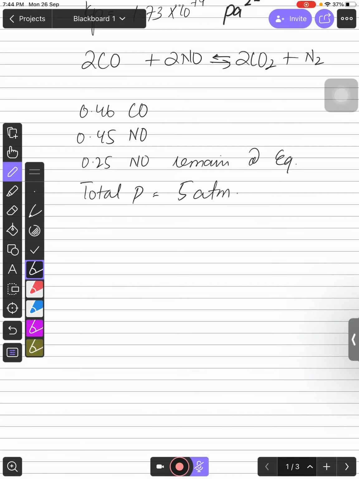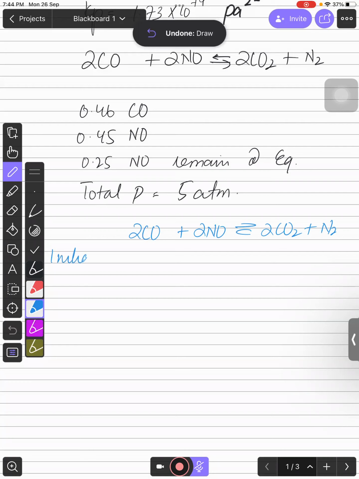Now they're asking what is the value of Kp. Now that's not a big deal for us. We can write the equation over here, right? This is the equation, carbon dioxide and nitrogen gas. Initial moles we have 0.46 and 0.45, and definitely products are 0, and then change we need to find out, and then equilibrium moles.